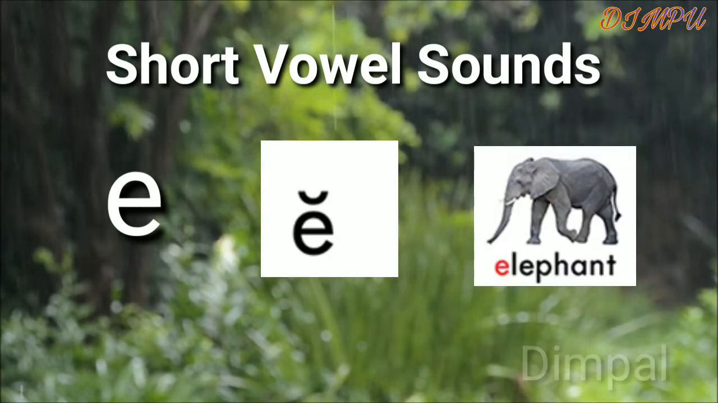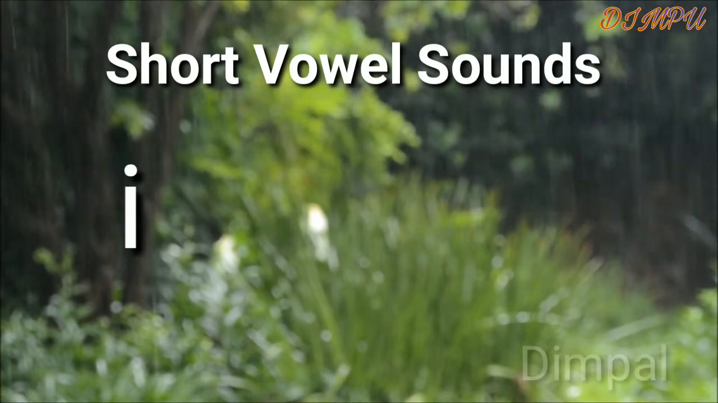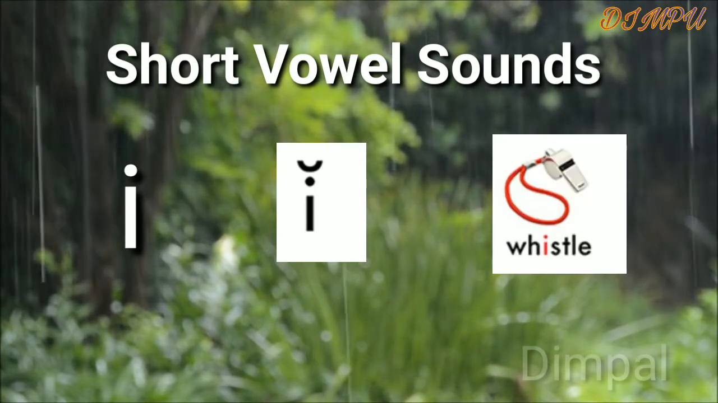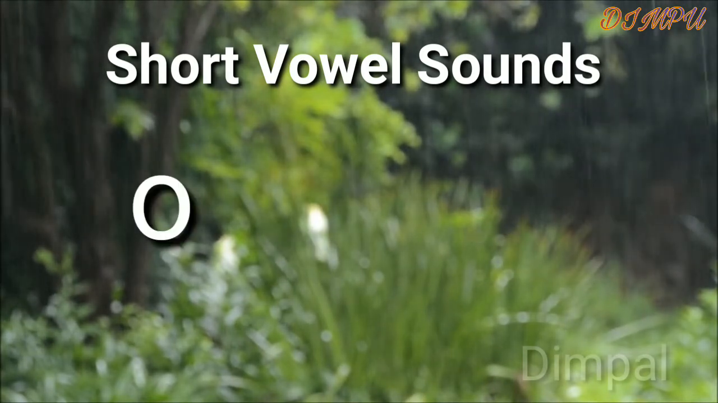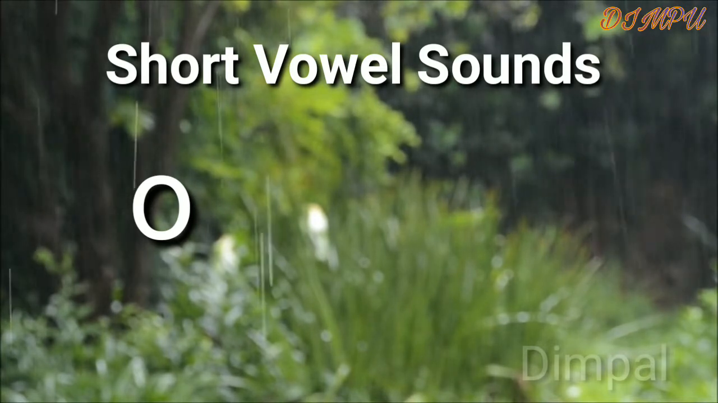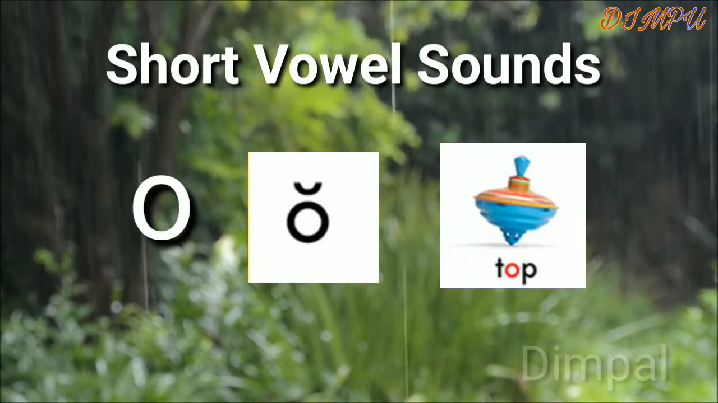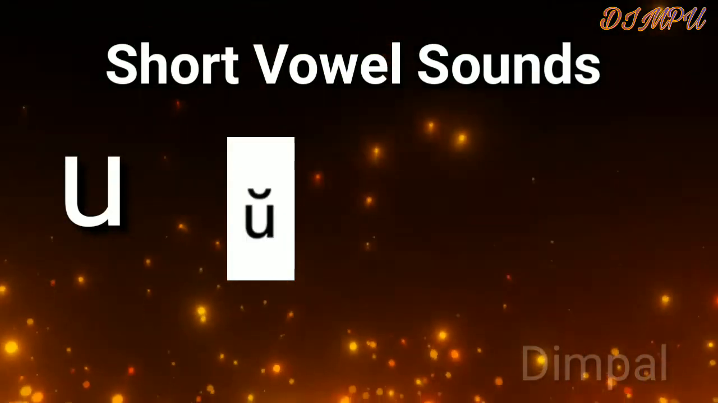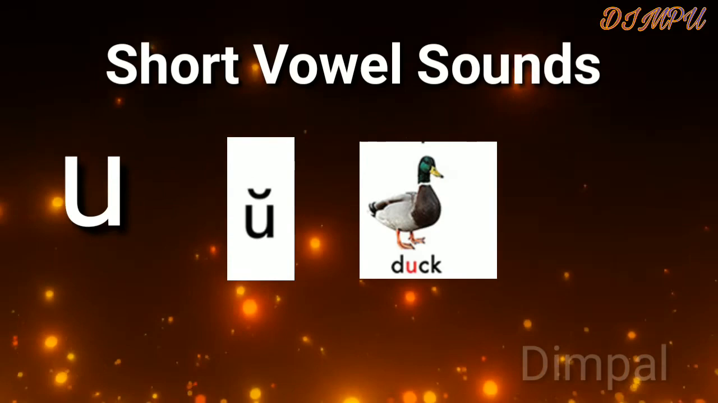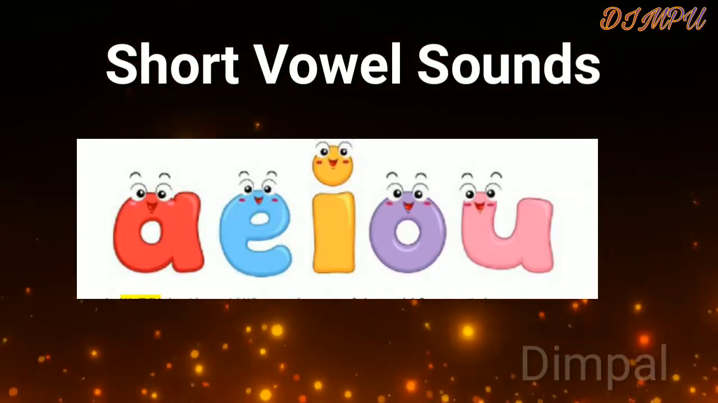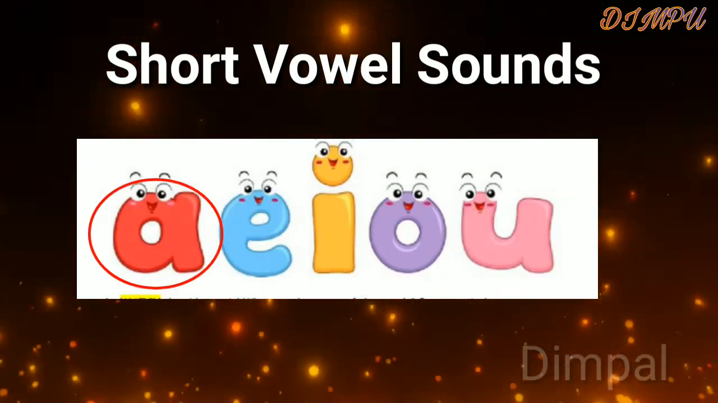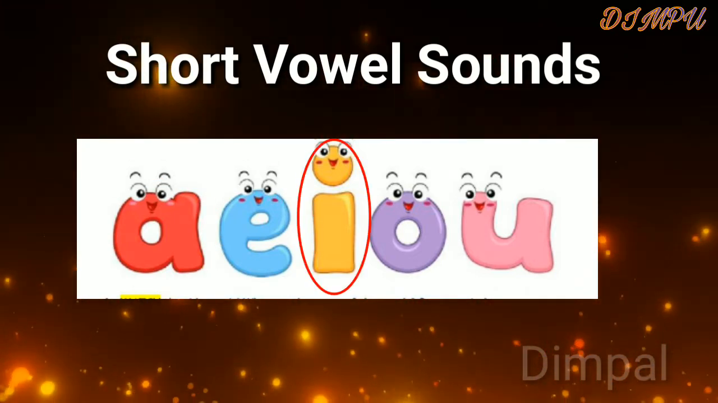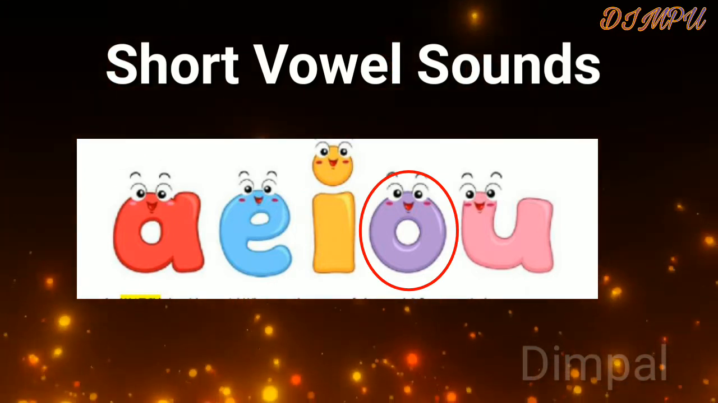Example: elephant. Next vowel I, sound is E. Example: visual. Next vowel O, sound is O. Example: top. Last vowel U, sound is A. Example: duck. Short vowel sounds are A says A, E says A, I says E, O says A, U says A.